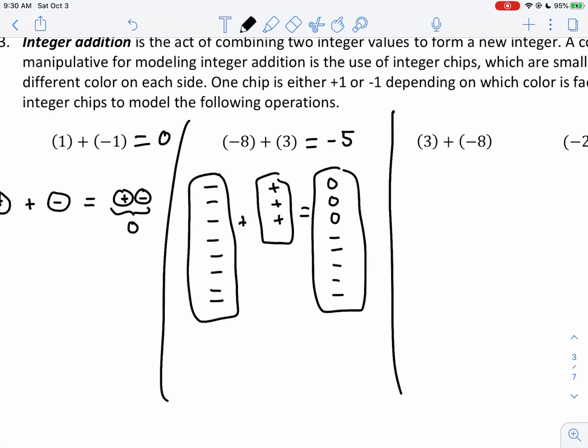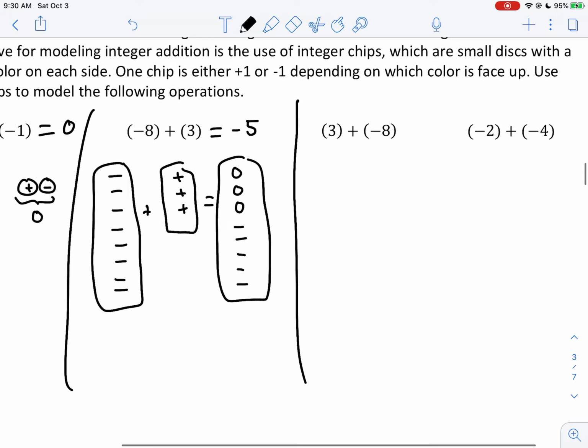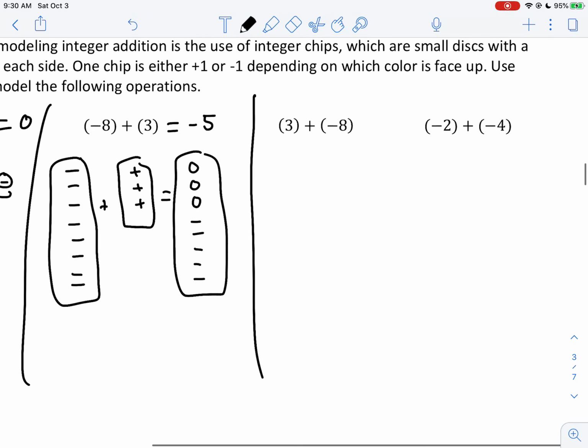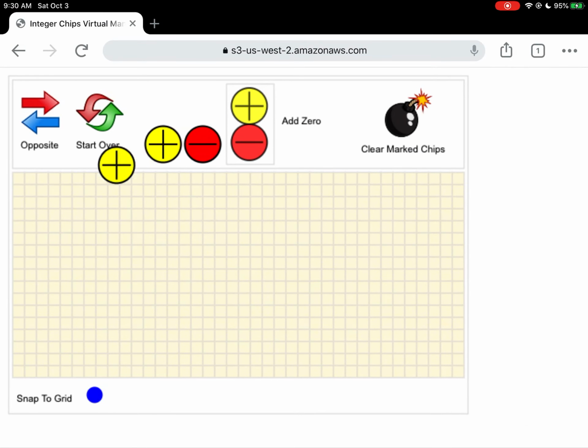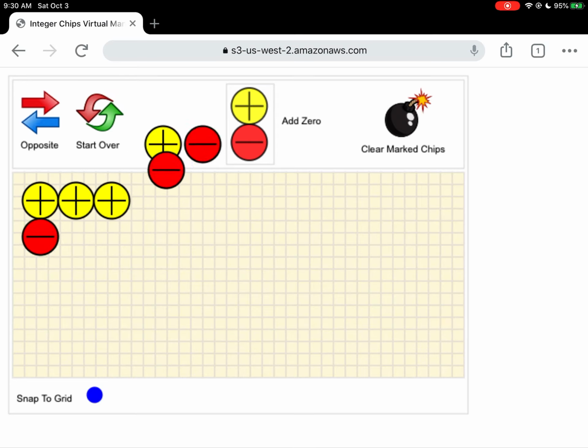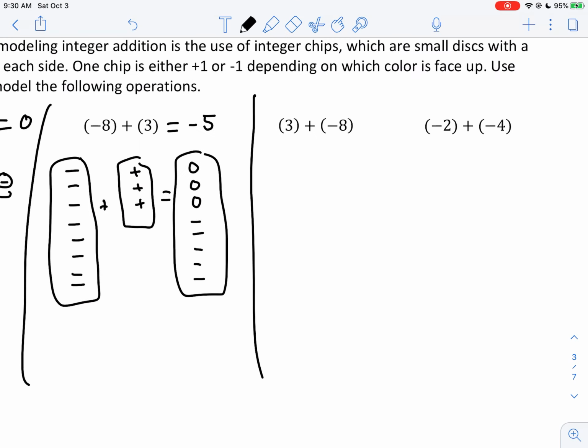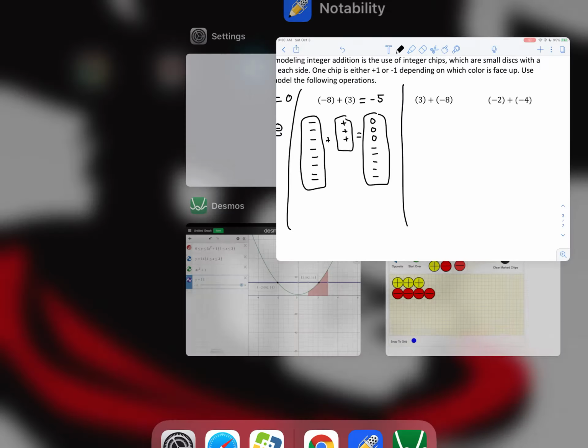Okay, let's keep this work separate. I'll maybe write a little bit smaller for these other ones. Now we're doing 3 plus negative 8. So let's go back up to here. Let's clear everything. Now we have 3, 1, 2, 3, and then let's make a negative row, and then put the negative 8. Wait, am I doing that right? 3 plus negative 8, yeah, okay.